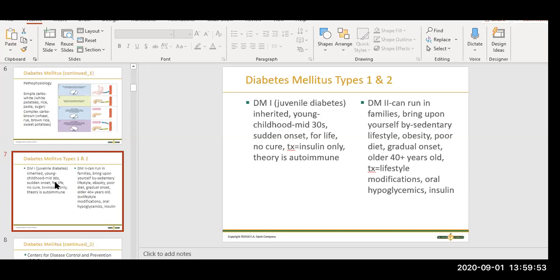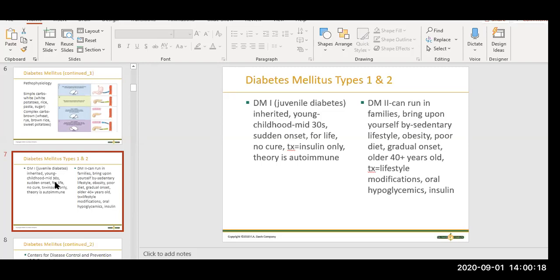Okay? So make sure you understand the differences between these two. Type 1, also known as juvenile, you're going to get it. It's inherited. It's congenital. Starts when you are a young person, child to mid-30s, comes on, boom, like a ton of bricks. You have it for life. There is no cure. The only treatment is insulin. More than likely, it's an autoimmune disorder. Most doctors agree.